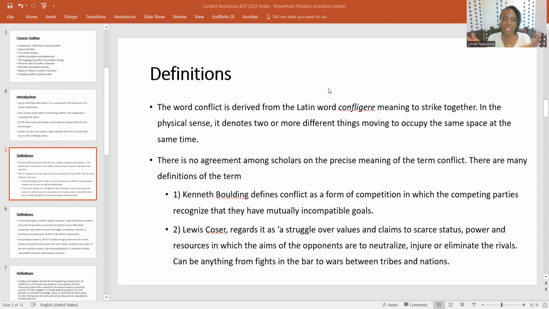So two things trying to occupy the same space at the same time. That is in the physical sense.